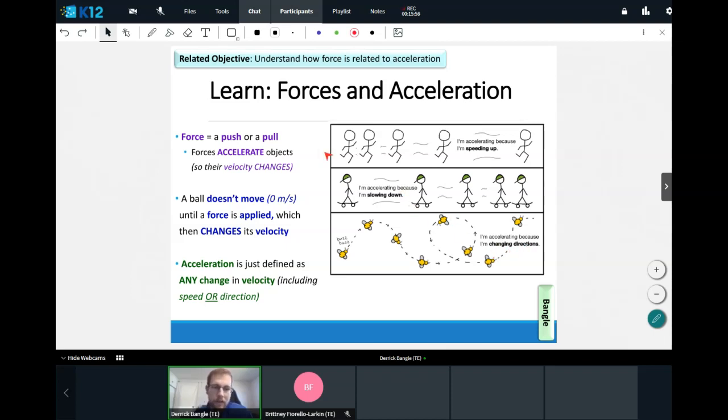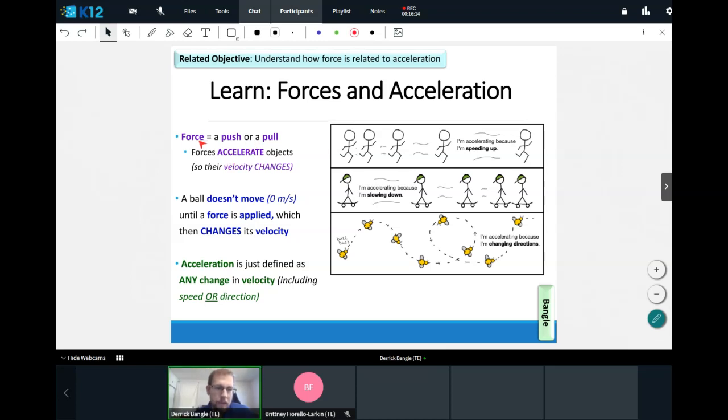So that's what really acceleration is. It's either you're changing your speed or you're changing your direction. Because remember, velocity is speed with direction. So anytime you're changing your velocity, being speed or direction, that counts as acceleration.